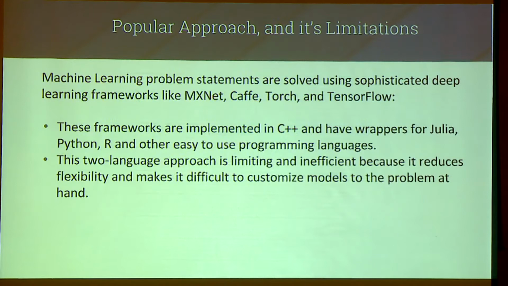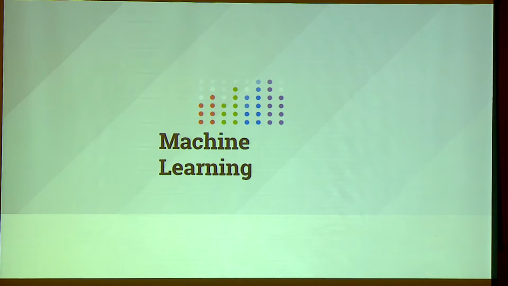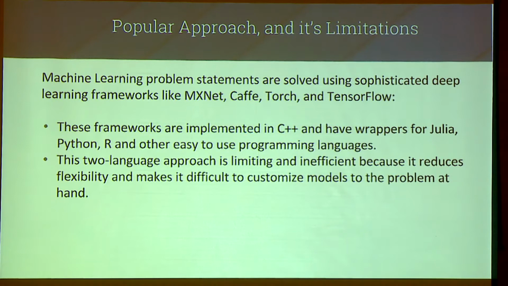So I'll talk a little bit about how Julia is making drastic changes, being a game changer in one domain, and I'll give the example of machine learning. The state of the art in machine learning is MXNet, Caffe, Torch, and TensorFlow. And each of these, we think that every machine learning package has a poorly written, incomplete, and buggy implementation of a programming language.